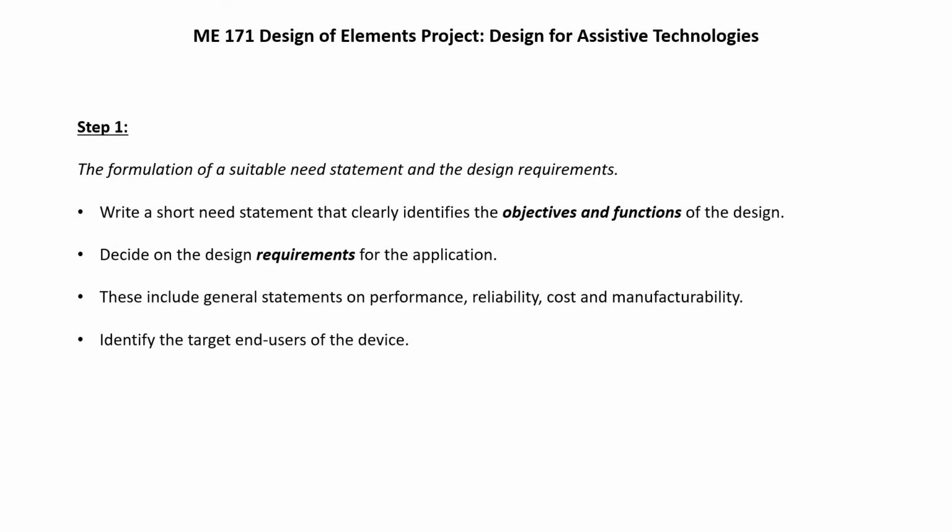So we're going to break this group project down into individual steps. The first step of this group project is to formulate a suitable need statement and the design requirements. So within this, what you're going to do is write a short need statement. And within this, it's going to clearly identify the objectives and the functions of the design. Then from there, you're going to decide on the design requirements for that specific application.